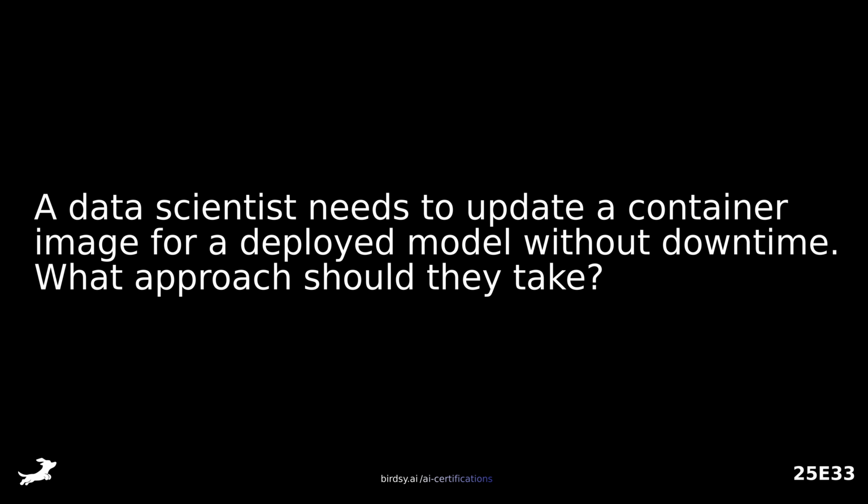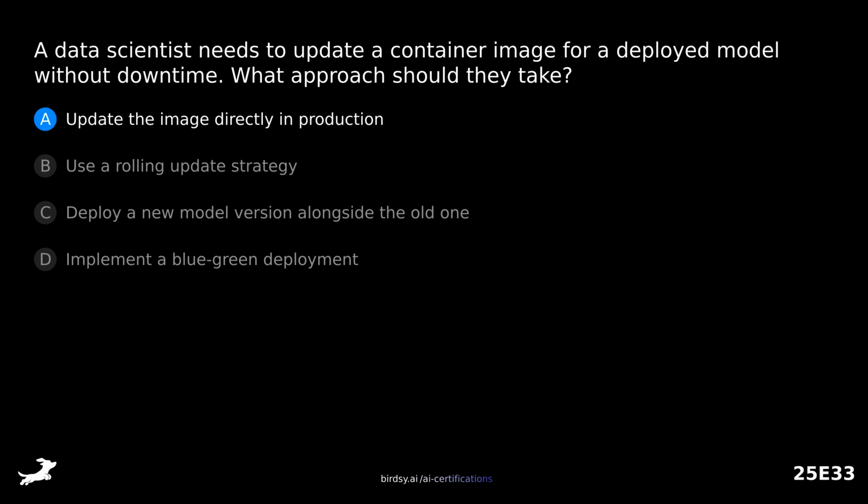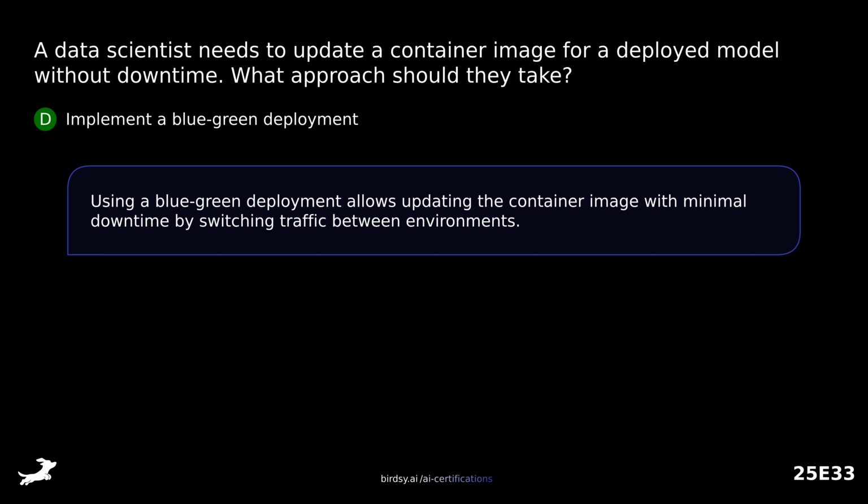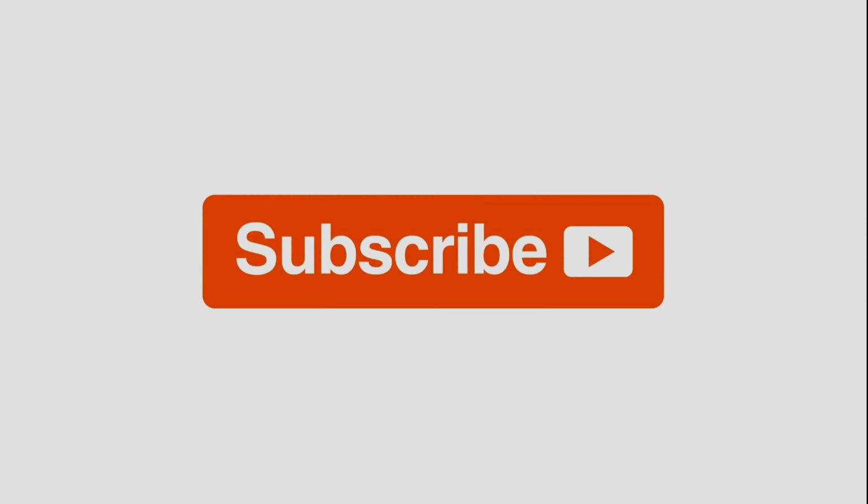A data scientist needs to update a container image for a deployed model without downtime. What approach should they take? Is it A, update the image directly in production, B, use a rolling update strategy, C, deploy a new model version alongside the old one, or D, implement a blue-green deployment? The answer is D, implement a blue-green deployment. Using a blue-green deployment allows updating the container image with minimal downtime by switching traffic between environments.